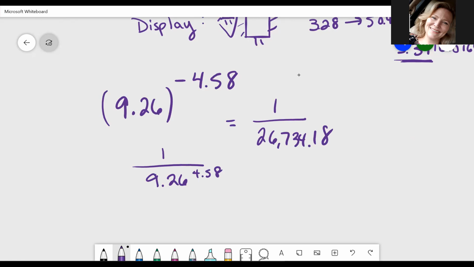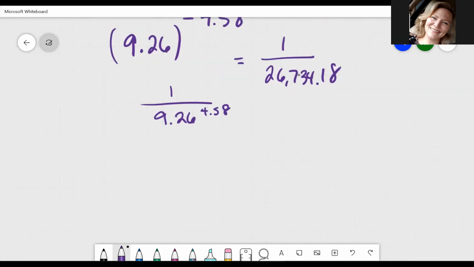All right. So with this right here, as I'm looking, you need to think about that a little bit. As I look to put it in the calculator, I'm really just needing to put in there 9.26 and my little caret thing. And I can go ahead and do the negative 4.58. I can go ahead and put that negative sign in there. And when you do that, the answer that you're going to get is going to be 3.74 times 10 to the negative 5.